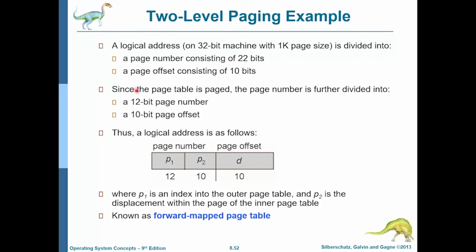Once we go into the outer page table, we figure out some location in this page table. Then once we get into the inner page table, we get the real frame number, and then we use the page offset to get into a memory location in that page. So this page number basically got divided into 2 different parts, one for the outer layer and one for the inner layer. You use P1 to index into the outer page table, you use P2 to index into the inner page table, and then you use the offset to index into the page.